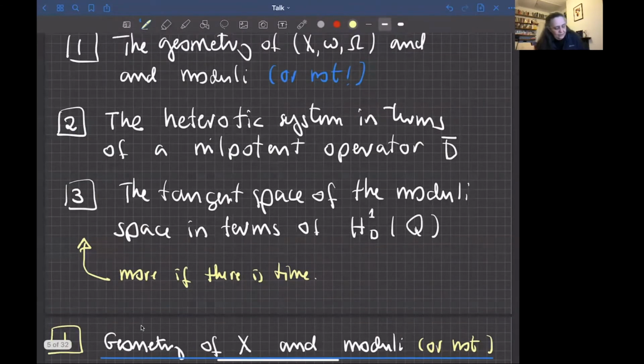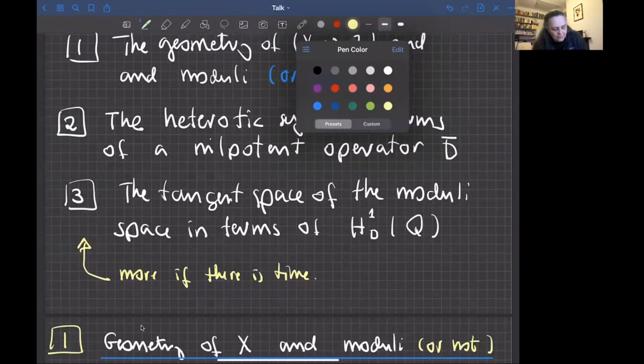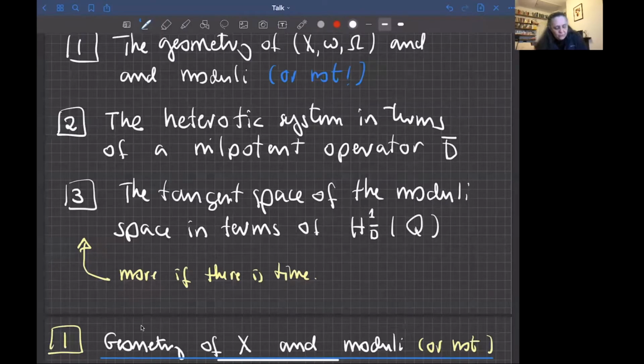Right. So as you see here, the tangent space of the moduli, as I'm advancing here, once you understand how the heterotic system is equivalent to the existence of a nilpotent operator acting on forms on a certain extension bundle, then what one discovers is that the infinitesimal deformations of the system preserving the structure are those that belong to the first cohomology of this object. And this Q is the name I'm giving to this extension bundle.